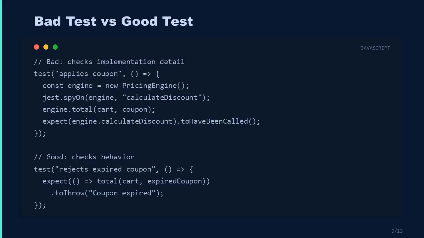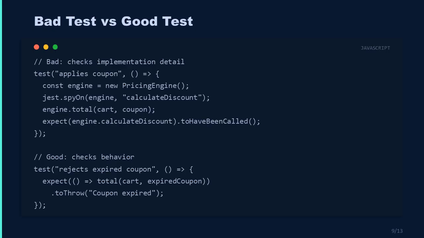The bad test checks that an internal method was called. The final price could still be wrong. The good test checks behavior. An expired coupon should be rejected. AI often writes the first kind if you do not guide it. Your job is to push AI toward behavior, input, output, errors, side effects, and business rules.